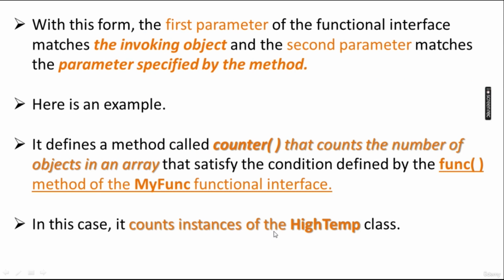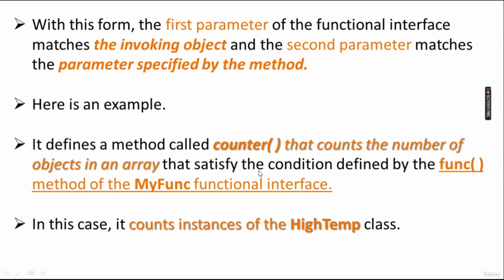The first parameter of the functional interface matches the invoking object, and the second parameter matches the parameter specified by the method. With this form, the first parameter of the functional interface matches the invoking object, and the second parameter matches the parameter specified by the method. So now we will see the example.